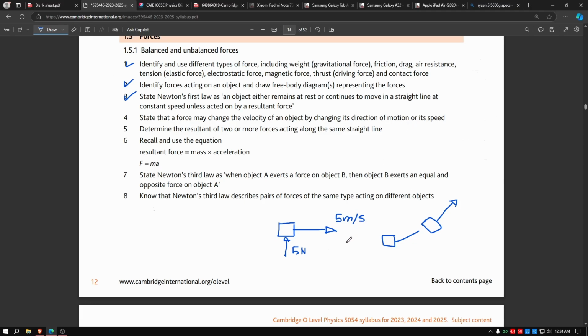How does it change the speed? If the force is applied against the movement, then the speed will decrease. If a force of 5 newtons is applied against the movement, then the box will, let's just assume, slow down to 4 m/s. So you only have to state that the velocity may change. It's not that deep, not that much explanation. You just have to know this and state this.